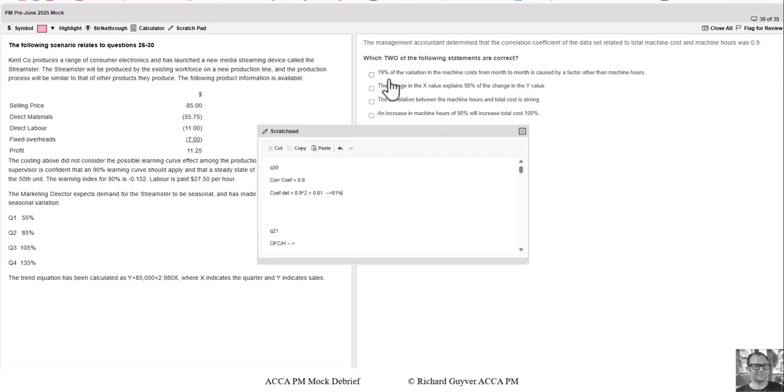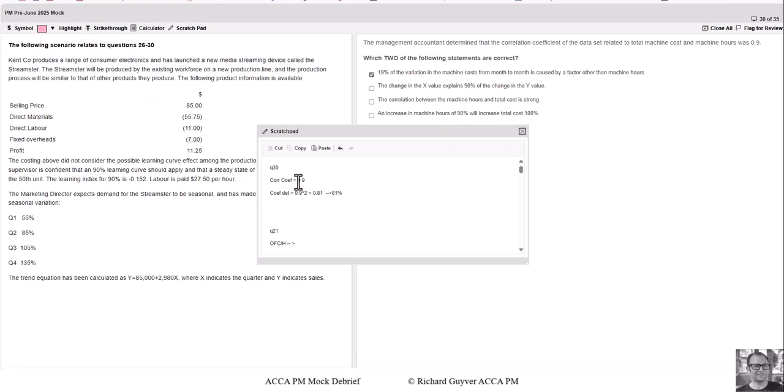And this says 19% of the variation in machine cost from month to month is caused by a factor other than machine hours. Machine hours would be the independent variable. Machine costs would be the dependent variable. If 81% is explained by or caused by machine hours, then 19% would be by another factor. The change in the x value explains 90% of the change in the y value. This is a common mistake.